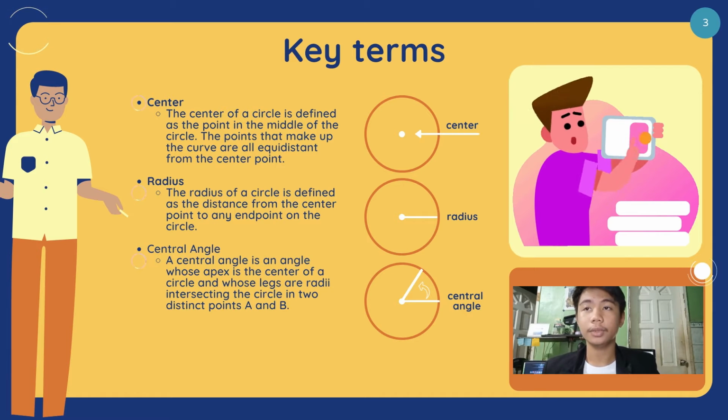Next is the radius. The radius of a circle is defined as the distance from the center point to any endpoint of the circle. And lastly, the central angle. A central angle is an angle whose apex is in the center of a circle, and whose legs intersect the circle in two distinct points, A and B, which has a measure called angle theta.